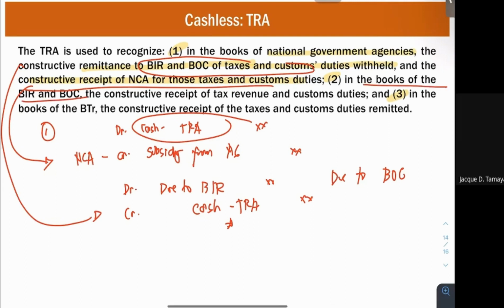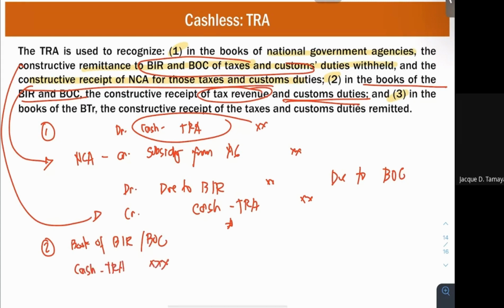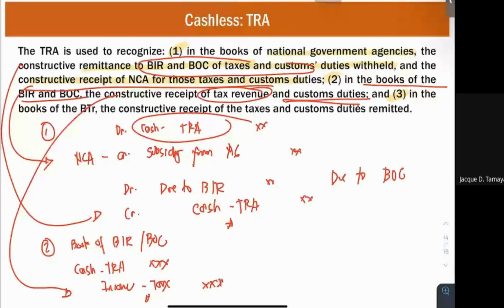Next, in the books of the BIR and BOC, the constructive receipt of tax revenue and customs duties. The first was the entry on the agency; the second entry is the books of BIR or BOC. Our entry is a debit to cash, tax remittance advice, and a recognized income due to tax. That is the receipt of the revenue through cash. And the third entry is in the books of the BTR, which records the constructive receipt of the taxes and customs duties remitted.